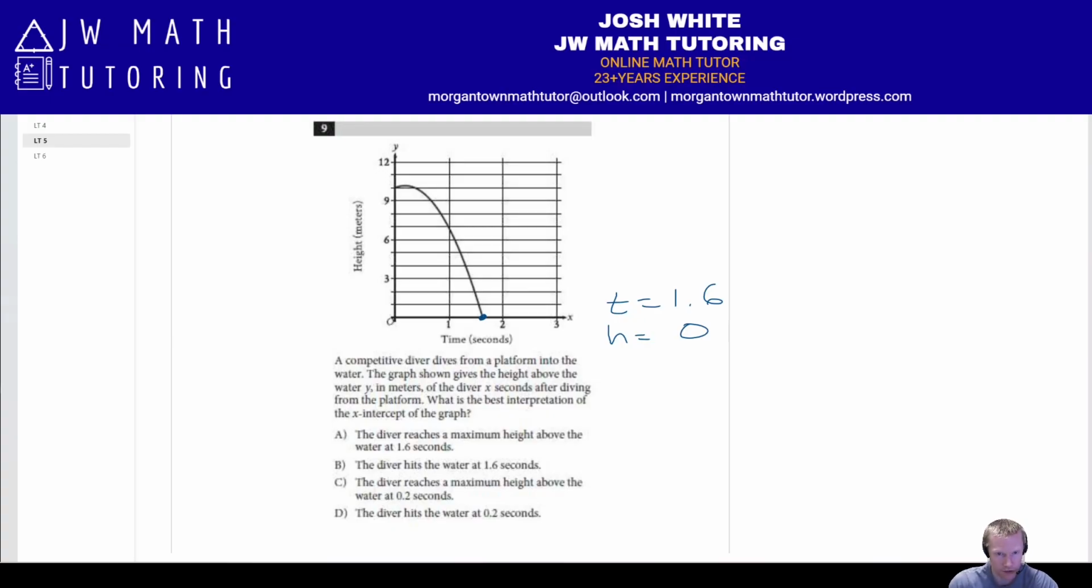So looking at these answers, is there a maximum height here? No. The diver hits the water at 1.6 seconds. Yes, the height is 0, which would mean that that's where the water is, since the diver's starting on a platform above the water. Okay, diver reaches a maximum height at 0.2 seconds. I mean, no, there's not an x-intercept at 0.2, so that doesn't even make sense. And same thing, diver hits at 0.2 seconds, there's nothing. That's where the maximum value of the function is, but that's not the x-intercept. So the correct answer here, of course, is just going to be letter B.